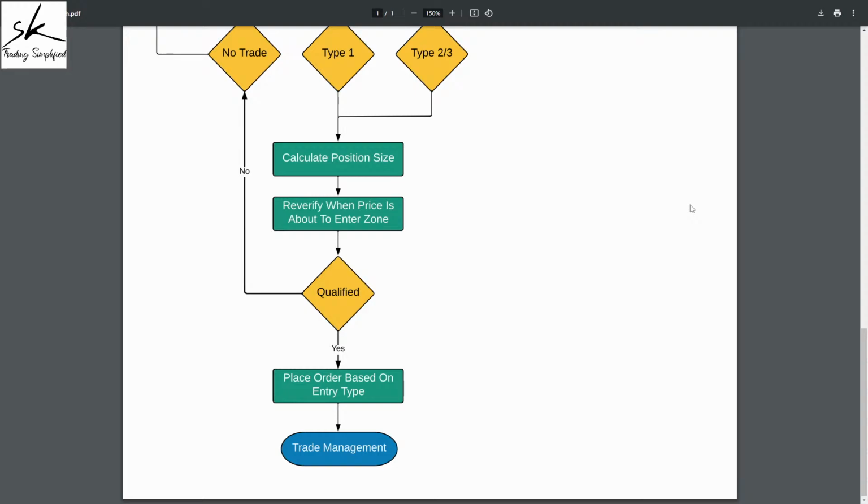All right, so let's see what do we have next. Leg and wick is being taken into consideration when drawing the level by indicator.